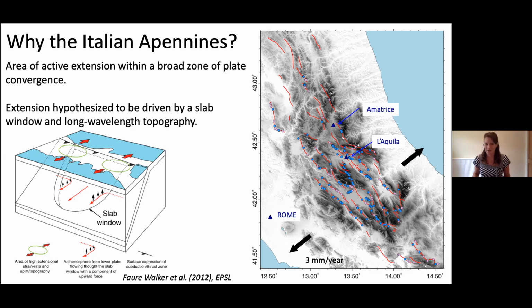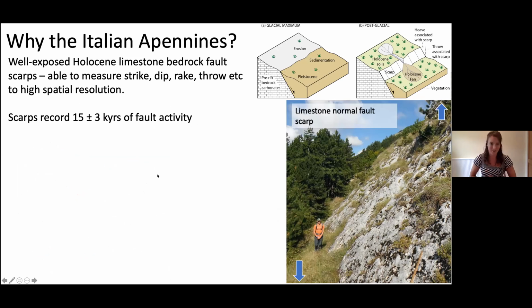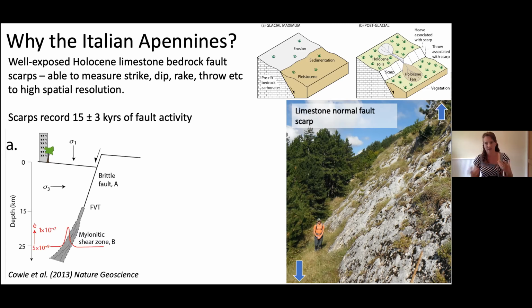It's a great place to go and study and work, and the normal faults are really well exposed at the surface. These are predominantly limestone bedrock fault planes, and this is what they look like. They record motion over the last 15,000 years, so basically since the end of the last glacial maximum. That's due to a change in the erosion rate at the last glacial maximum. And as I said when I opened, what we believe is that these normal faults at the surface are underlain by localized shear zones that extend between about 15 and about 24 kilometers depth.